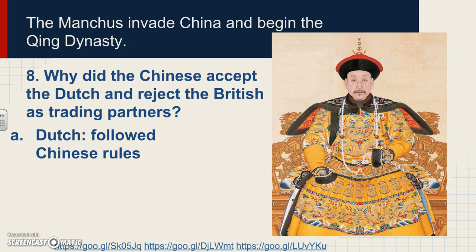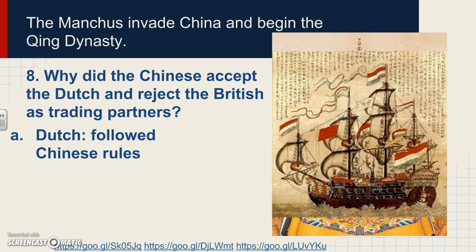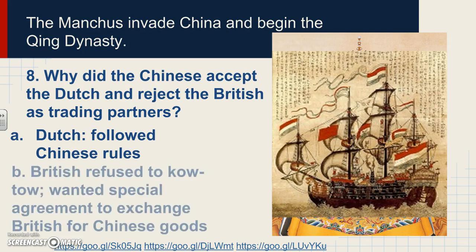They're willing to pay tribute. They follow along with the regulations. They jump through the hoops that the Chinese demand. And here's an interesting picture. It looks as though there are Chinese characters, but this is a Dutch ship, indicating that this is one of the ships that was allowed into Chinese ports to trade.